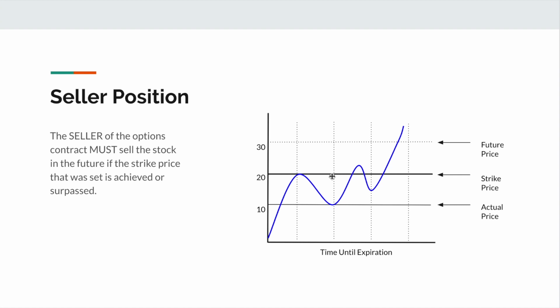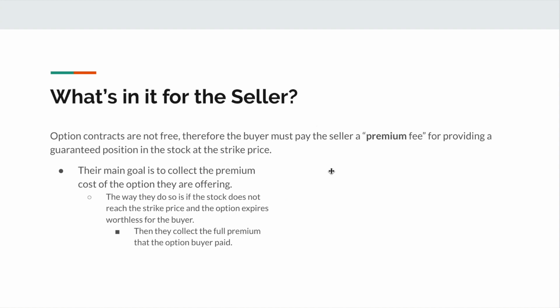So let's take a look at the seller's position. If the buyer is making this profit, what is in it for the seller, or how does the seller make his profit? The seller is making profit from the premium. So option contracts are not free. We just talked about that. You have to pay the seller some kind of compensation. You have to give them some kind of premium fee for providing that guaranteed position in the stock at that strike price. Their main goal is to collect the premium of the cost of the option that they are offering.